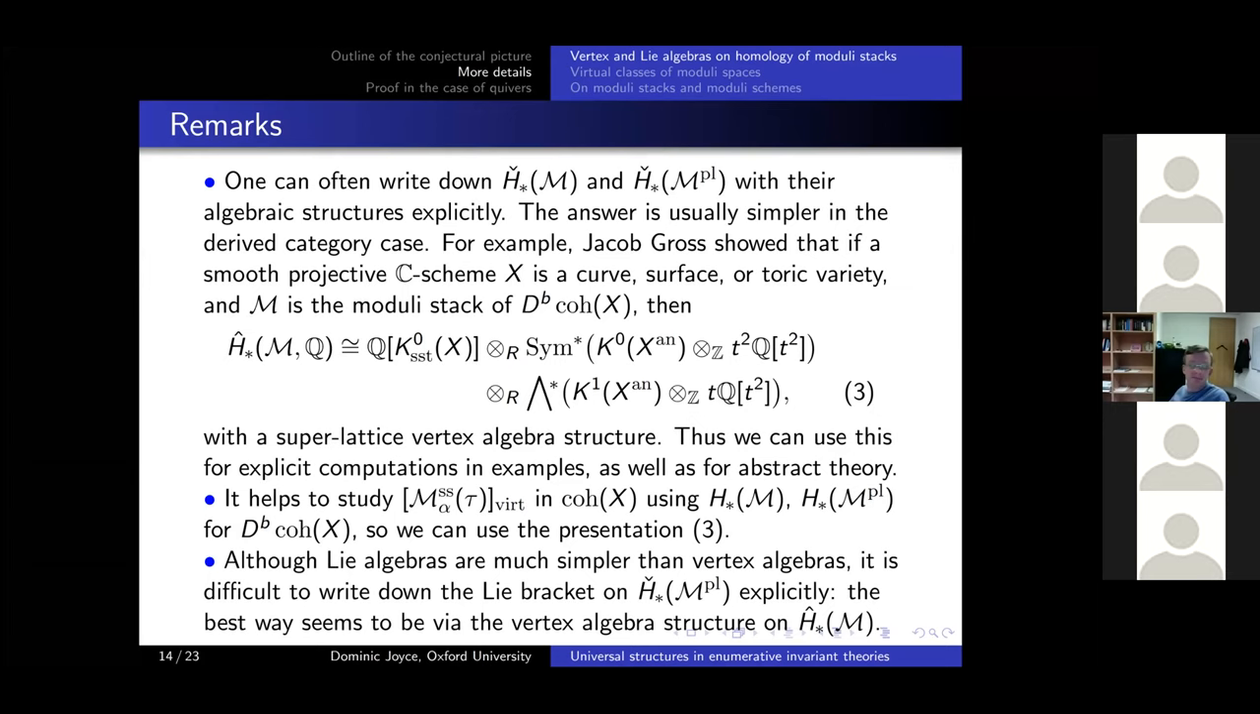In fact, I've been banging my head against actually doing computations for coherent sheaves on surfaces and the Donaldson theory story for the last month or so. If you're going to work with coherent sheaves, even if you only care about the abelian category of coherent sheaves, it's quite helpful to project to the homology of the derived category moduli spaces, so you can use this explicit presentation. And finally, although Lie algebras are much simpler than vertex algebras, it's rather difficult to write down the Lie bracket on the projective linear. Actually, it's not even that easy to write down this homology space itself. The best way to write down this Lie bracket appears to be via the vertex algebra structure up here on the original moduli stack.